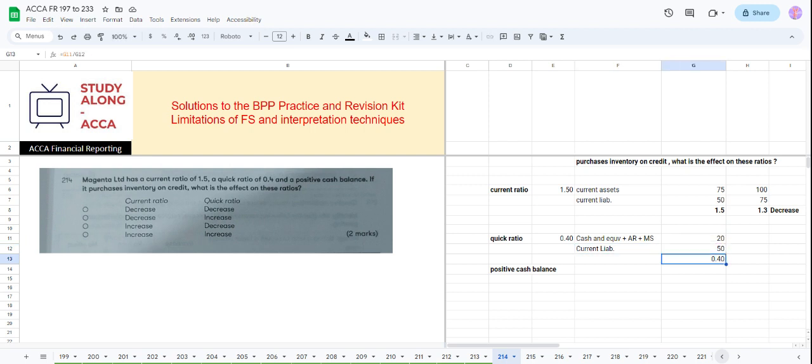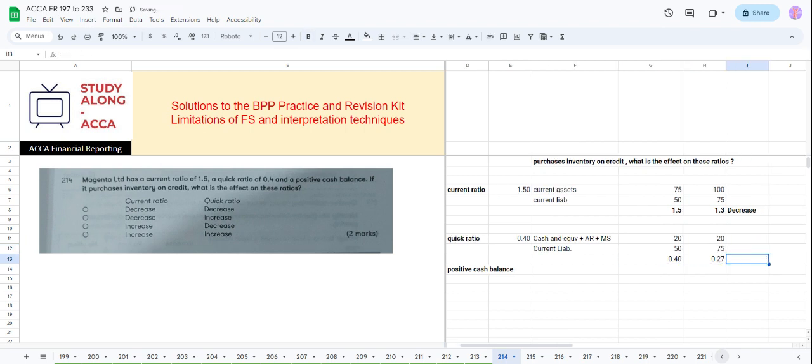our quick ratio is 0.4. We purchased an inventory. So inventory will not increase the numerator. It is not part of cash and cash equivalent, it is not part of account receivable, it is not part of marketable security. So this remains the same. And current liabilities, because we bought this inventory on credit, will change, right? Our accounts payable will change, and then this current liability will change. So our new ratio will be even lesser, right? So this will also decrease.